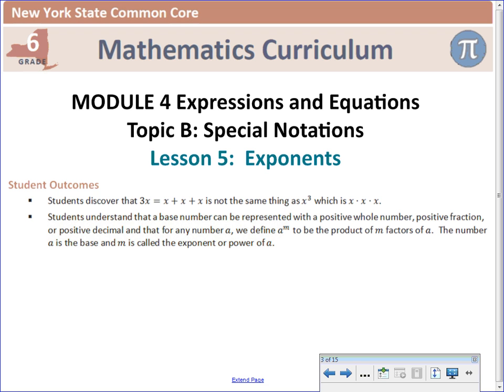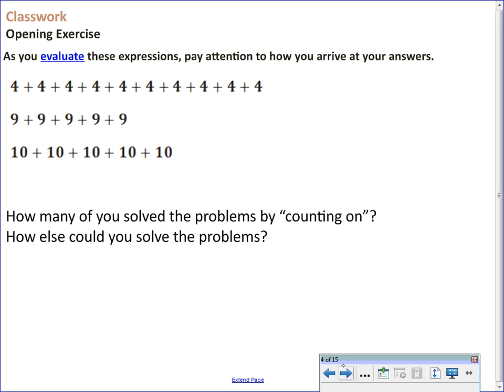We've been talking about how repeated addition is related to what operation? Right. Repeated addition is related to multiplication, and repeated subtraction is related to division. So today we're going to take that repeated addition, which is multiplication, and take it in a different direction. So right now I want you to evaluate these three problems in the opening exercise. Remember, evaluate means to solve.